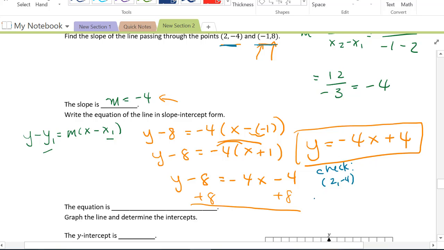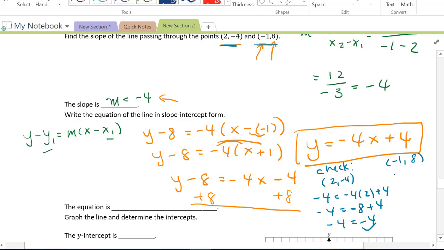So we plug it in, that would give us -4 equals -4 times 2 plus 4, which would be -4 equals -8 plus 4. And then, see, it checks out. -4 is equal to -8 plus 4, which is -4. See, that works. And then we can check the other point, which was -1, 8.